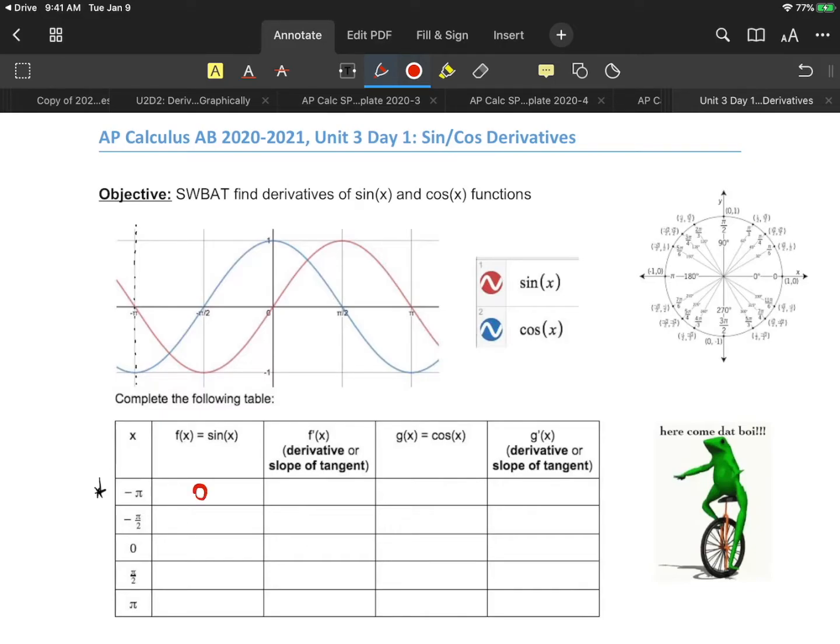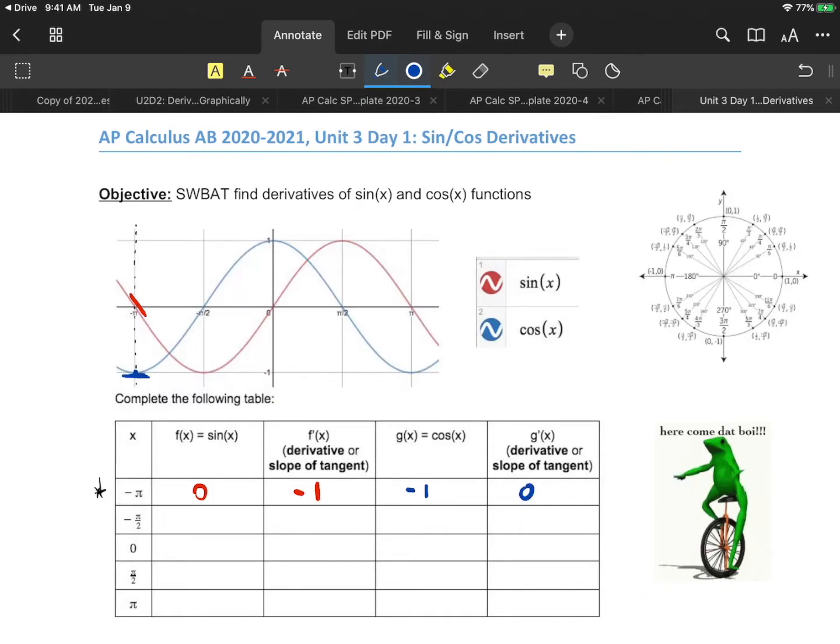The next question is, what is the derivative? Remember, the derivative is the slope of the tangent line to sine of x at negative pi. I'm going to draw a tangent line here, or close to it, and estimate. That looks like a slope of -1. So the slope of the sine curve at negative pi is -1. Now we'll go on to the cosine function. The cosine of negative pi, either from looking at this or knowing your unit circle, is -1. And the derivative, the slope of the tangent line to that cosine function, is 0.